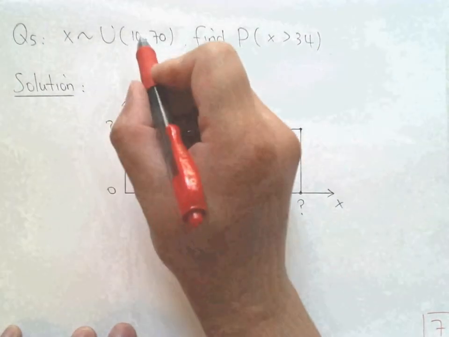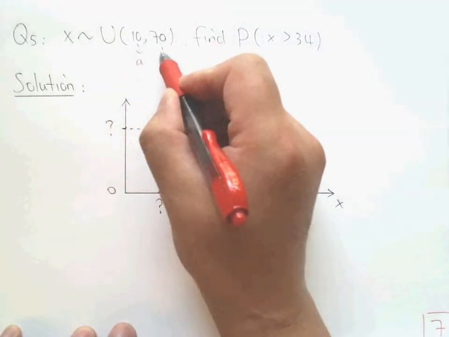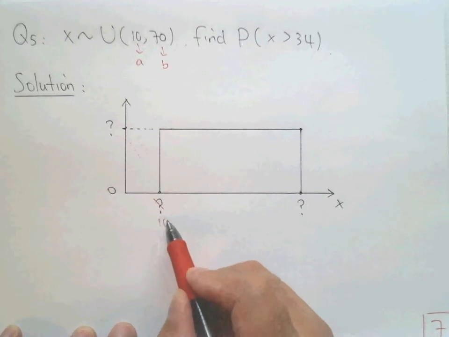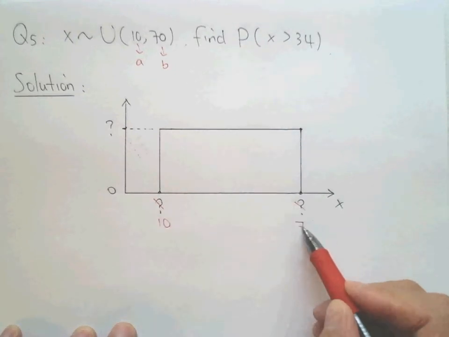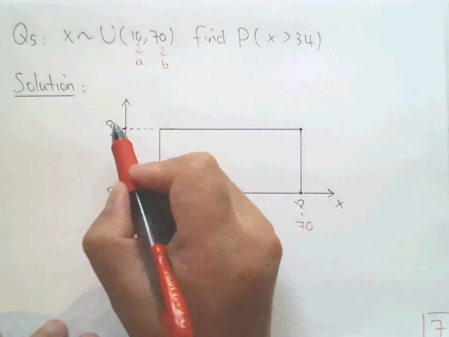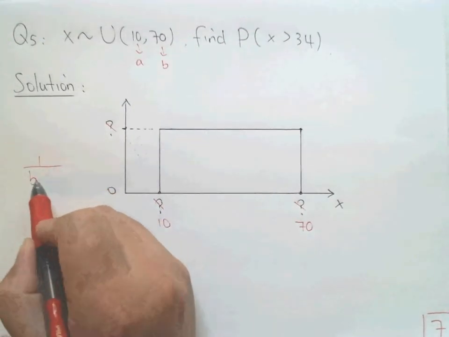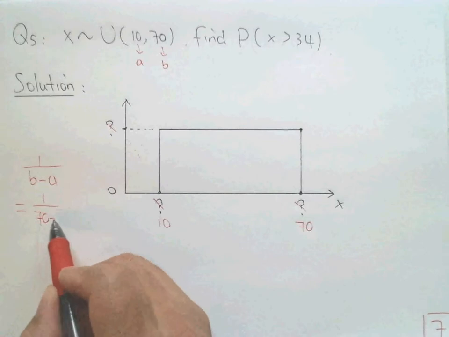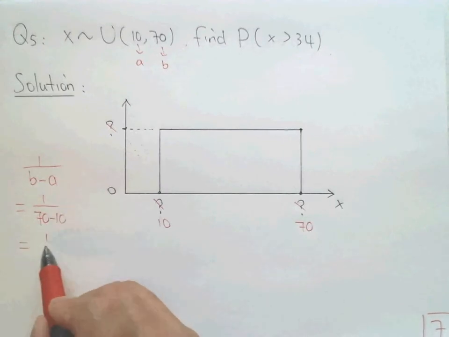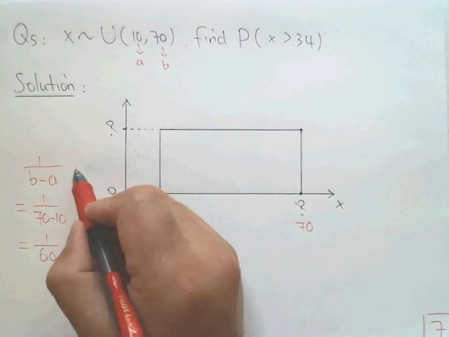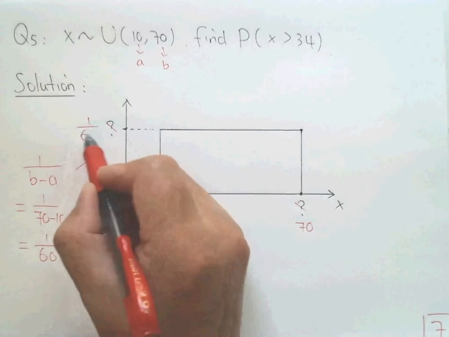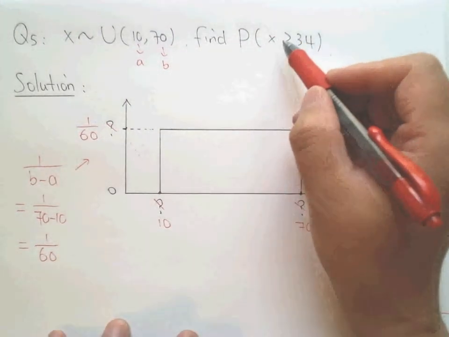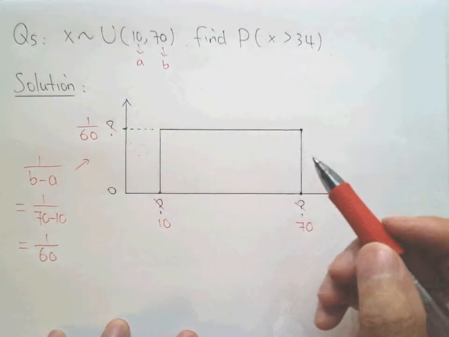Okay, we'll look at these questions. And can we see? Look at the first. This is A, this is B. Okay, so I'm going to figure out that this question is 10, right? This question is 70. And I'm going to figure out that this is 1 over B minus A, which is 1 over 70 minus 10, which is 1 out of 60. Good. We get it here, 1 out of 60.